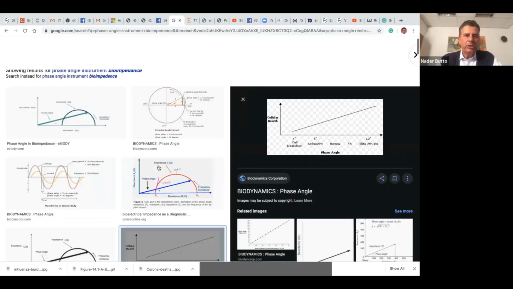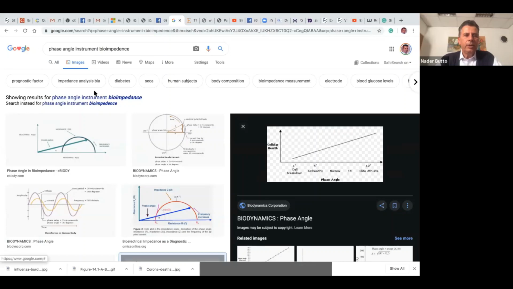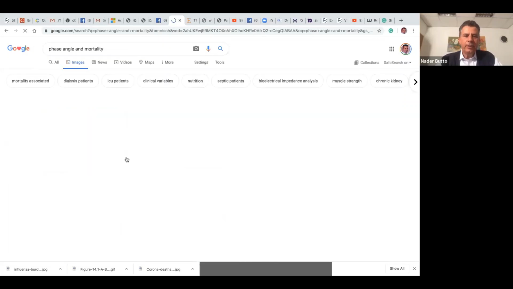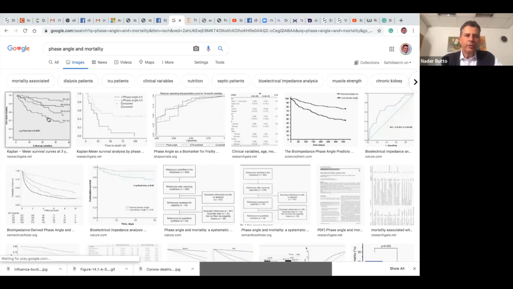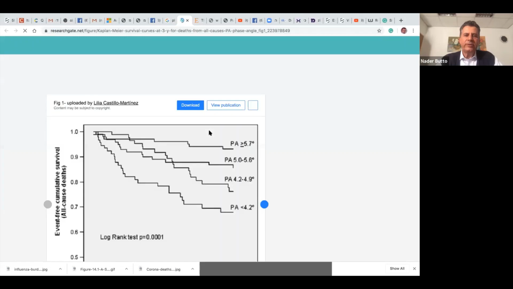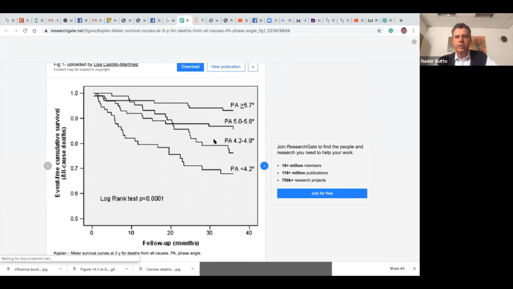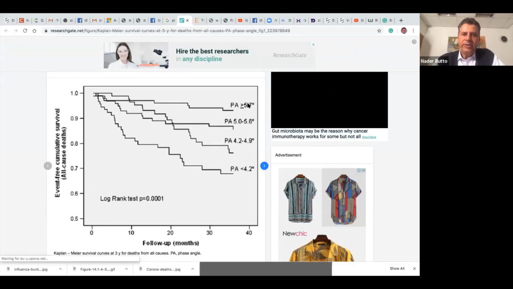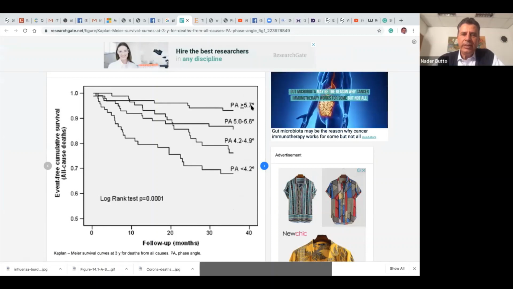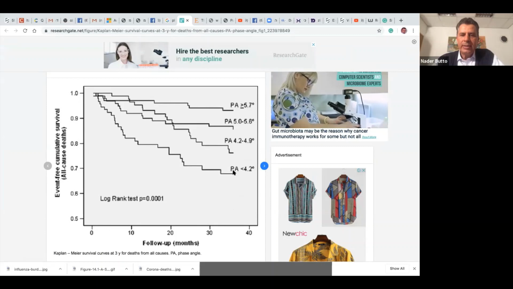I can show you the correlation between the phase angle and mortality. So in this manner, we can even make prevention. We can know who is at risk. For example, here we have an example of persons with heart disease, and they measured the phase angle. For persons who have a 5.7 degree phase angle, the survival is very good, compared to those who have a phase angle of less than 4.2 degrees.